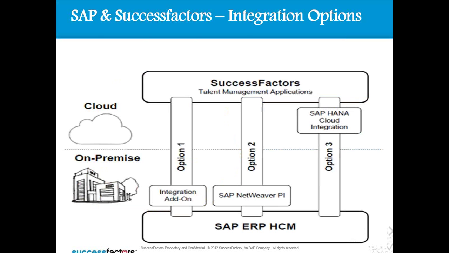Now let us understand the integration options provided by SAP. SAP basically provides three integration options: the integration add-on, SAP NetWeaver PI, and the other one is SAP HCI, which is nothing but HANA Cloud Integration. The first one, the integration add-on, works based on the scenario which we are planning to work on. For example, a scenario can be employee data, compensation data, or recruitment data, anything.